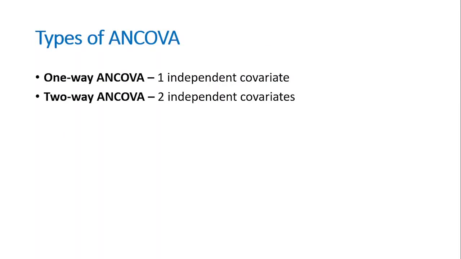There are two types of ANCOVA. We have the one-way ANCOVA where there is one independent covariate, and we have the two-way ANCOVA where there are two independent covariates.